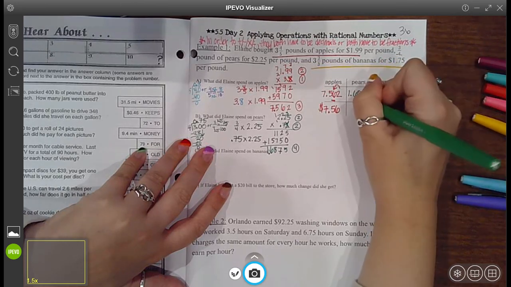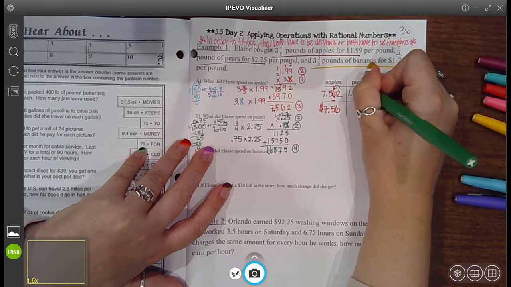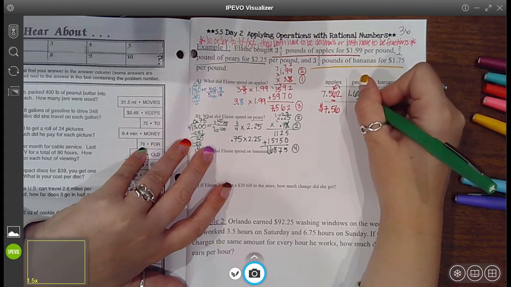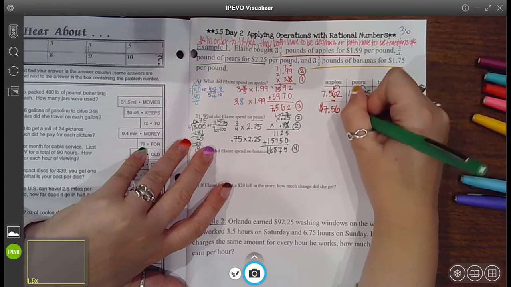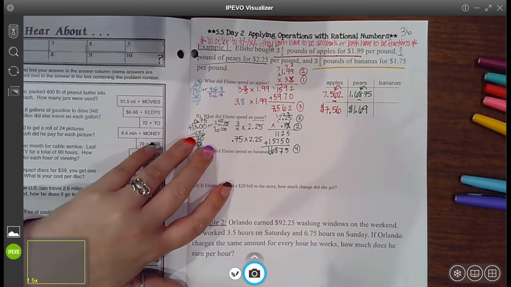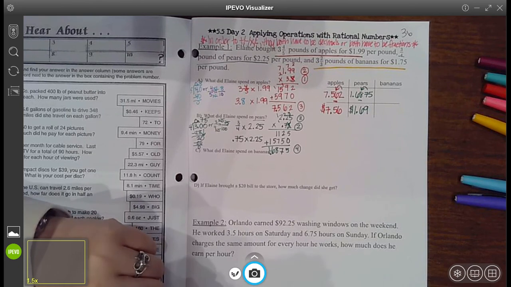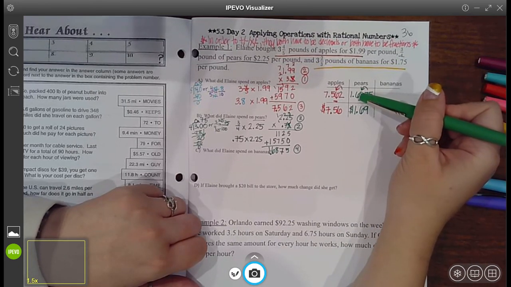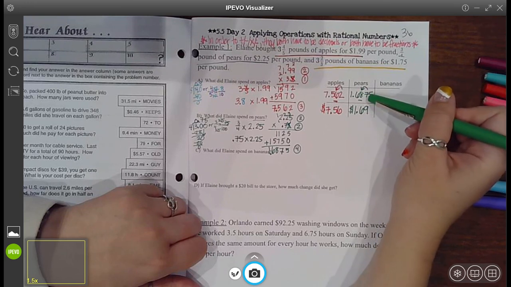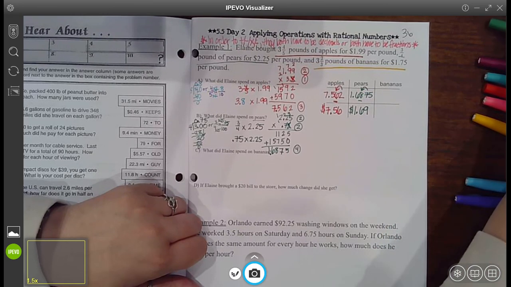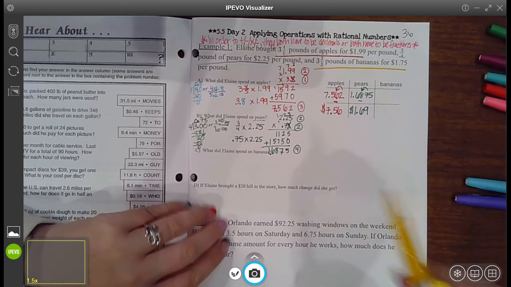1.6875 for pears. And again, we're talking about money, so you only need to go 2 places. So that 7 tells this 8 to bump up 1. So now it's $1.69 that we spent on pears. Remember, if the number behind the one you're focusing on is 4 or below, it tells that number to remain whatever it was. If the number behind it is 5 or above, then it tells that one to bump up 1. Okay, let's move on to bananas.